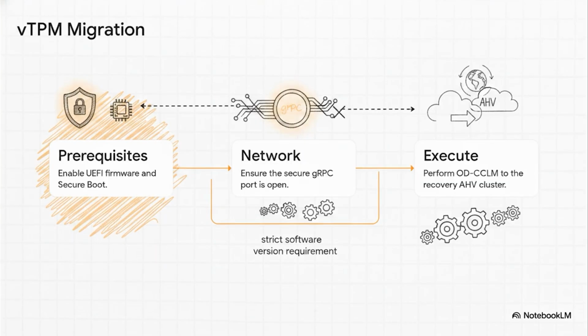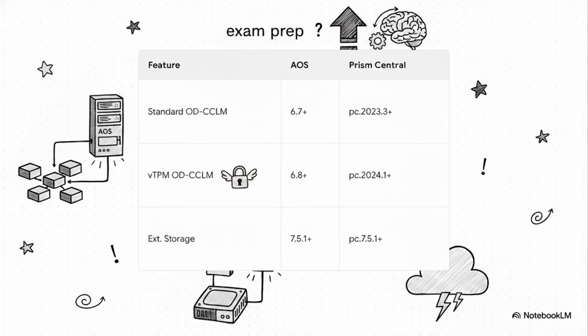Let's look at a slightly trickier scenario: migrating a highly secure VM utilizing a virtual Trusted Platform Module, or vTPM. Doing this introduces some very strict prerequisites. First up, the VM has to have UEFI firmware and Secure Boot enabled, no exceptions. Second, to securely replicate that vTPM configuration across the clusters, you absolutely have to ensure the secure gRPC port, which handles the Google Remote Procedure Call protocol, is open between the environments. If that port is blocked, your secure config can't transfer and the migration fails right there. And beyond the network ports, there's a strict software version requirement too. Honestly, this matrix right here, absolute gold for your exam prep.